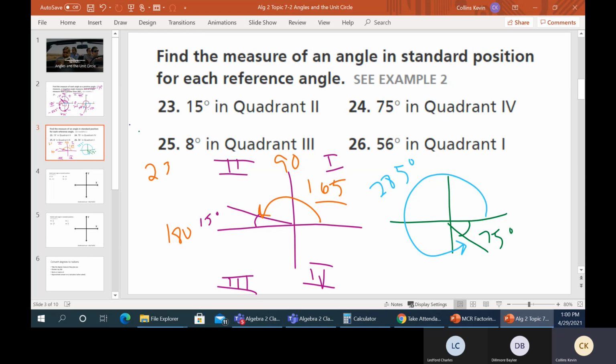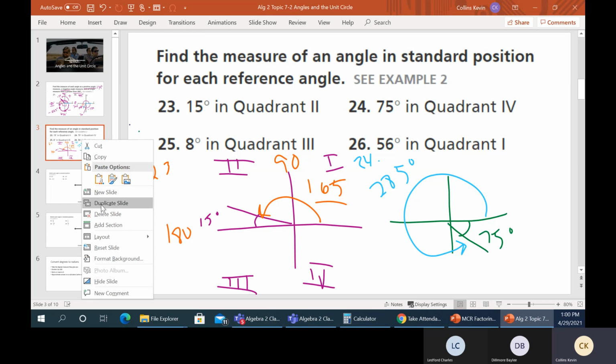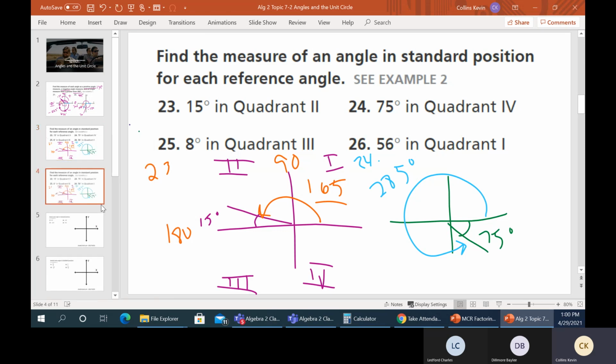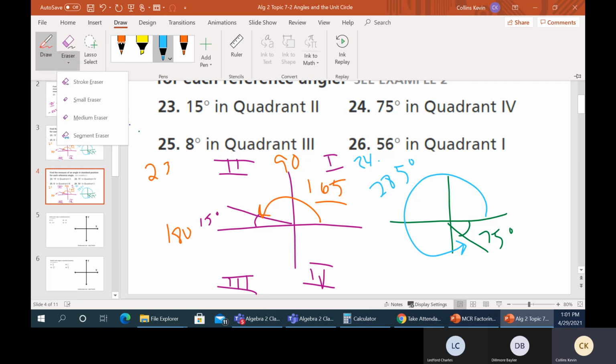Obviously, this is 24. Obviously, we don't have room for 25 and 26. So we duplicate the slide and clean it up a little bit, and we can use it for that. Okay. I'll go ahead and clean up a little bit.